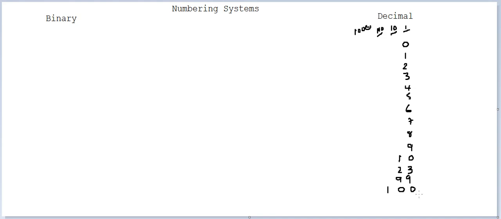Now, the binary numbering system is different. It only has 2 digits. It has the digit 0 and the digit 1, and that's it. These are known as binary digits. There are 2 of them, 0 and 1. And we shorten the word binary digit to the word bit. So the digit here is in this column, these are the 1s. So we've got 0, we've got 1.